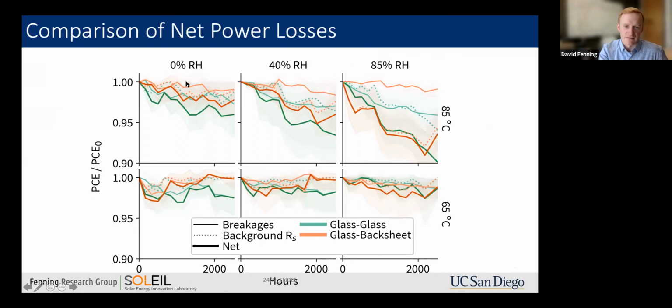So tracking the power loss over time in the glass-glass versus glass backsheet, we have the darkest curve showing the net effect, and then the solid lines showing the effect of finger interrupts and breakages, and the dotted lines showing the background RS. It is a little bit tangled here, and so I wanted to break down, because in the end, the performance differs, and what module we might choose differs depending upon the environment.